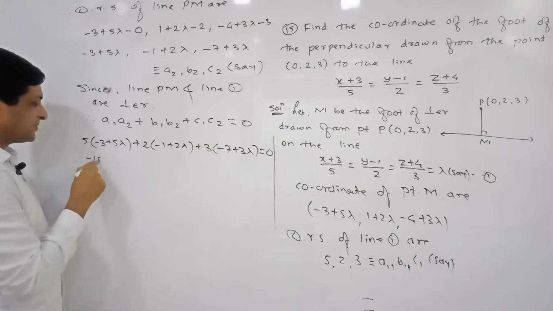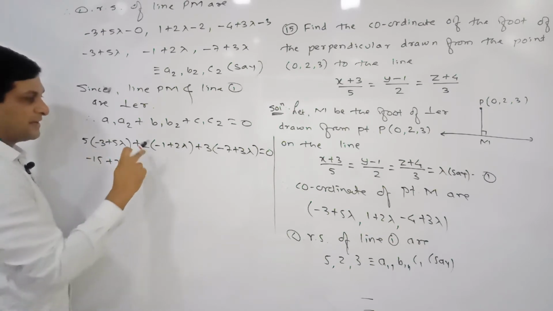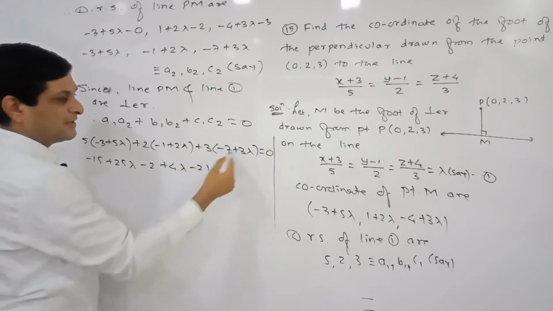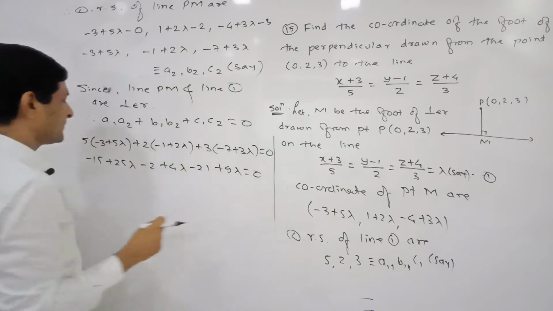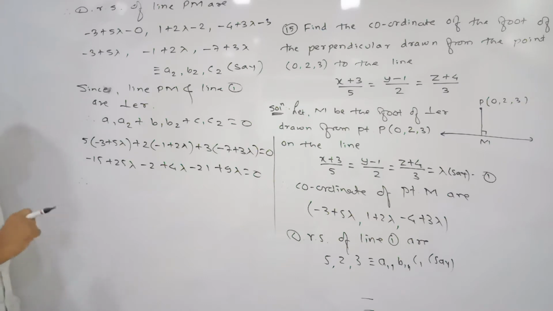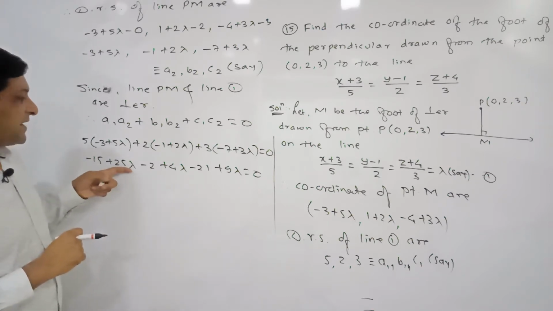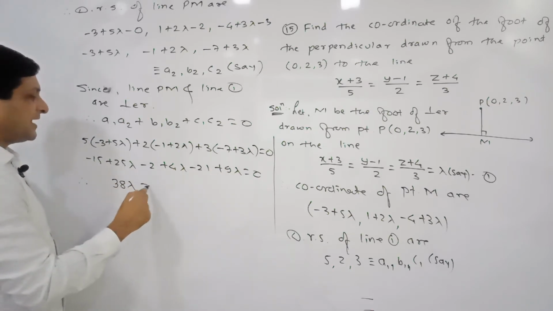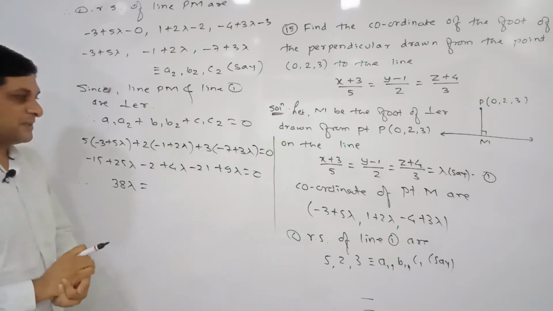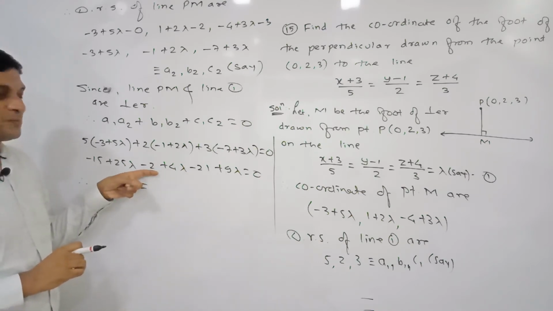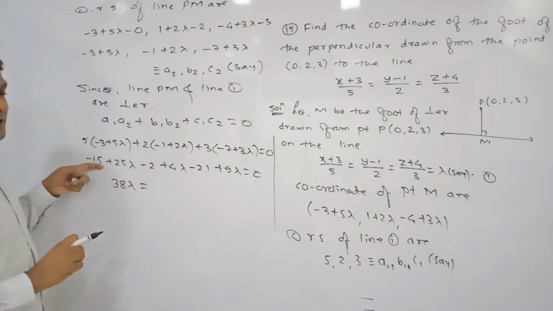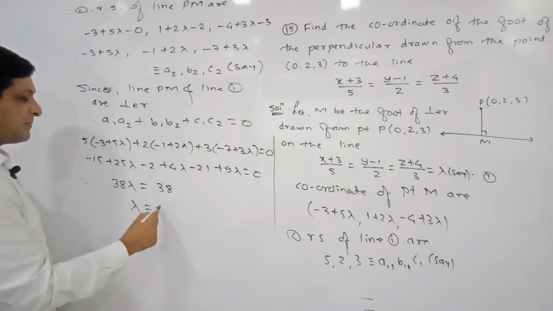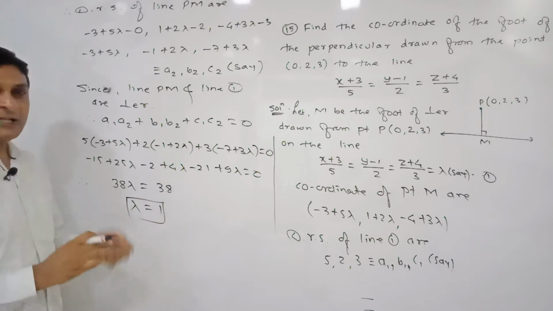So here we will get minus 15 plus 25 lambda. So here we will get minus 2 plus 4 lambda, and lastly minus 21 plus 9 lambda is equal to 0. On one side we are collecting the terms of lambda. So 25 plus 4 is 29, 29 plus 9 is 38. 38 lambda is equal to, and on another side we are collecting the constant terms. Minus 21 minus 2 is minus 23. Minus 23 and minus 15 is minus 38. Minus 38 on this side will become plus 38, which implies that lambda is equal to what? 1. That is 38 divided by 38 is 1.